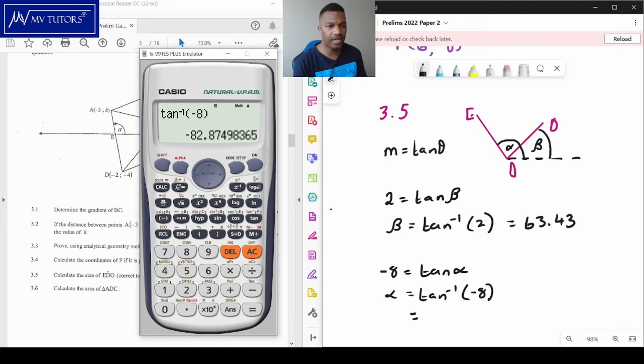It gives us a negative answer, and all that means is that -82 is in the 4th quadrant, and that's not the gradient we're looking for. We're working with the 2nd quadrant. ED is in the 2nd quadrant, so all we have to do is add 180. That gives the actual answer, 97.13.